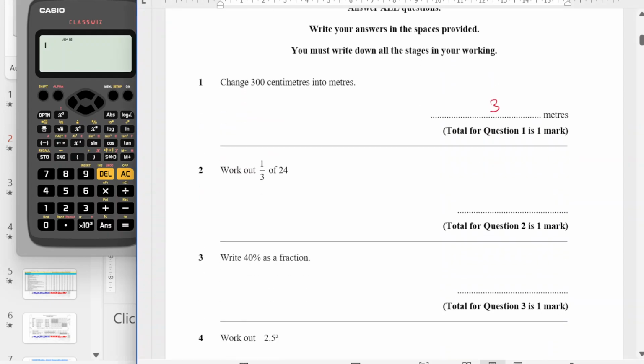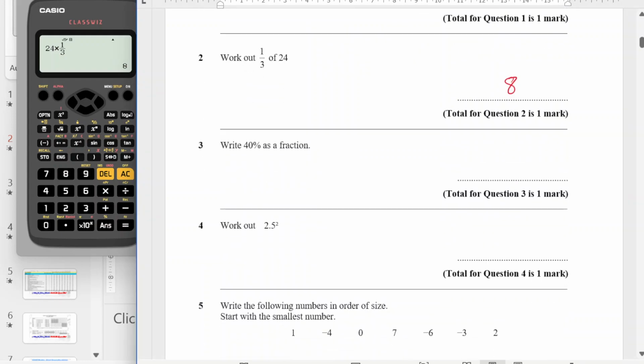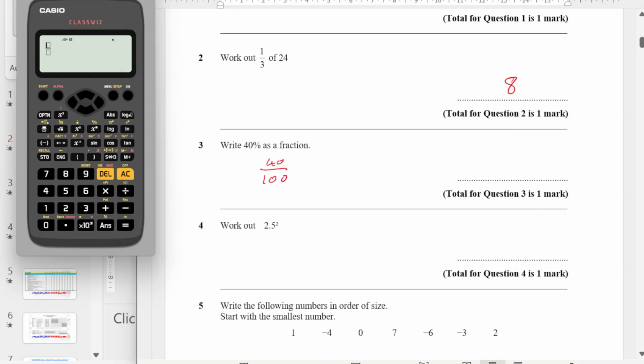Okay, question 2. Work out 1/3 of 24. Again, on your calculator, you could do it as 24 times by 1/3 if you wanted to, or in your head, 24 divided by 3. Either way, we get 8. Question 3: 40% as a fraction, it would be 40 over 100, and again you can use your calculator if you're not confident cancelling down fractions. It will do it for you. 40 over 100, and your calculator will automatically cancel it down to 2/5.